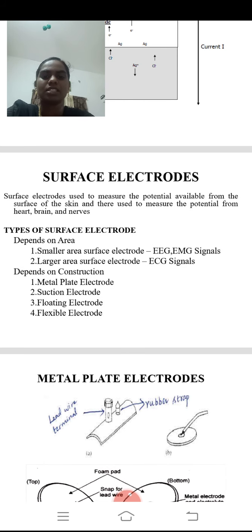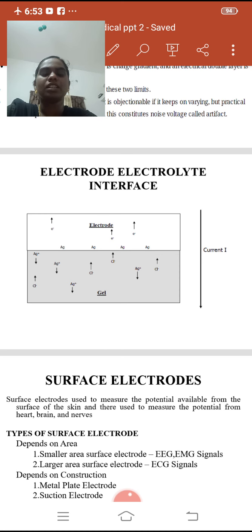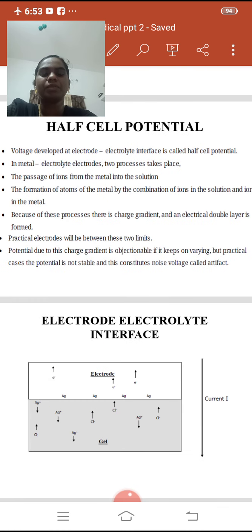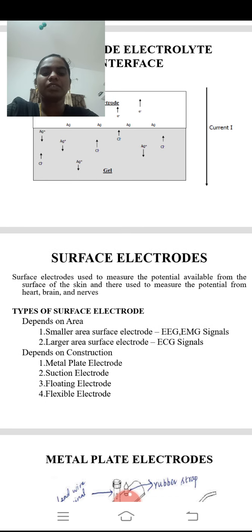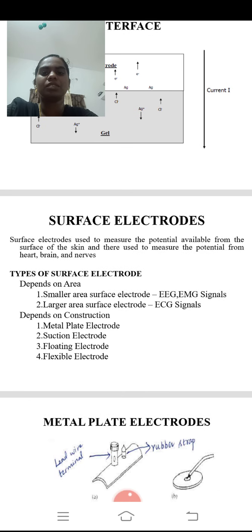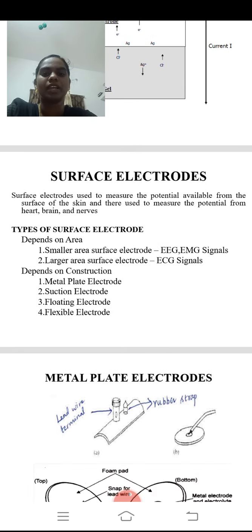Okay, so the first one is the surface electrode. Before that, the half cell potential operation may be asked as a 6 mark or 8 mark question. The surface electrode alone is asked as a 13 mark or 8 mark question.